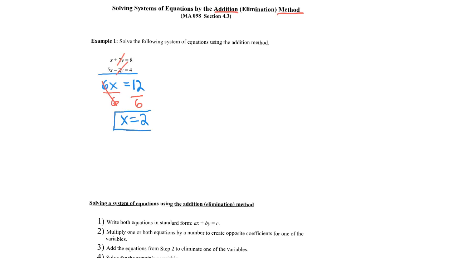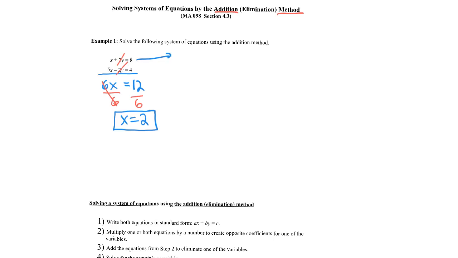Okay, so we've got half of our answer, right? Remember, with the system of equations, we need the solution for x and for y. So right now we have the solution for x. So to find the solution for y, we just substitute 2 into either one of these initial equations. It doesn't matter which one. I'll just pick the first one.